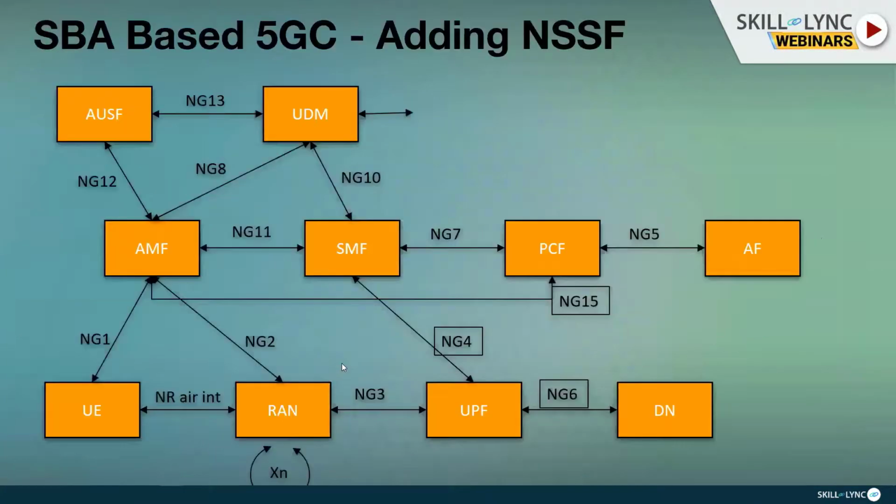Now for selection of the service, how would the network know which user equipment is going to which slice? For that, we require another functionality called NSSF, the Network Slice Selection Function. We add this to the 5G core, and these are the interfaces. It will connect to the AMF, and the AMF will help the UE connect to the proper slice.